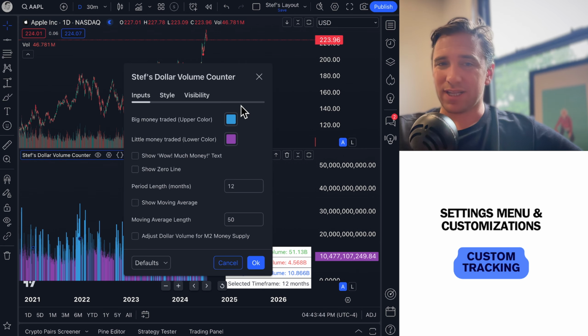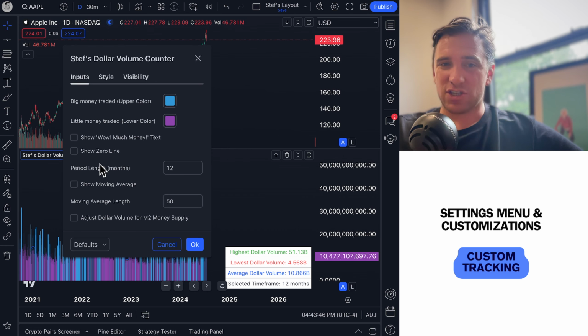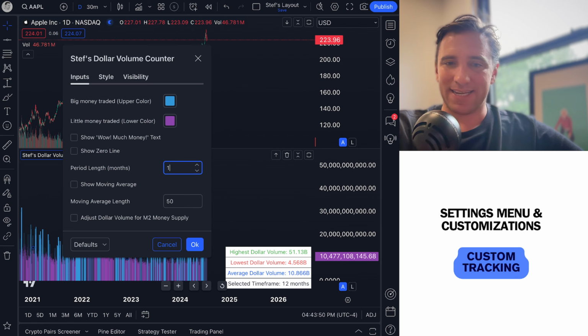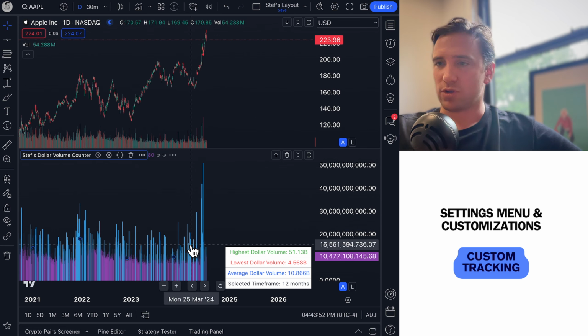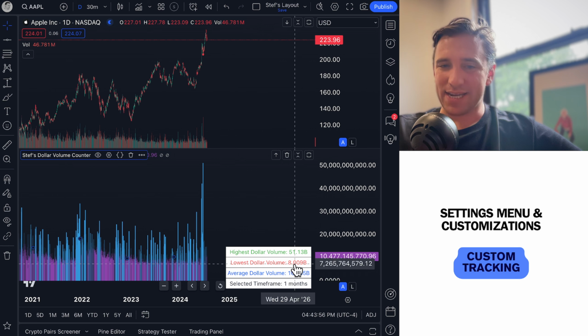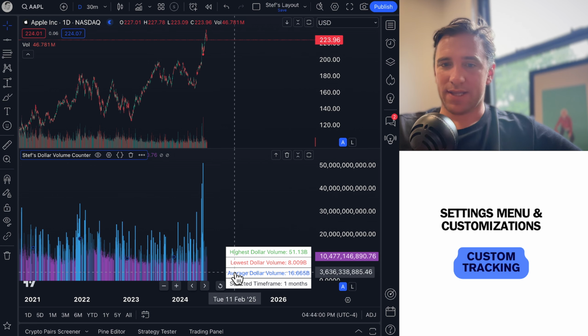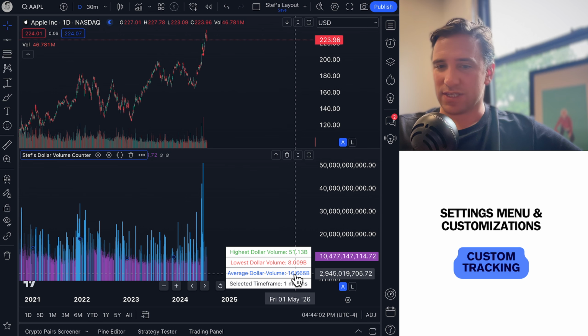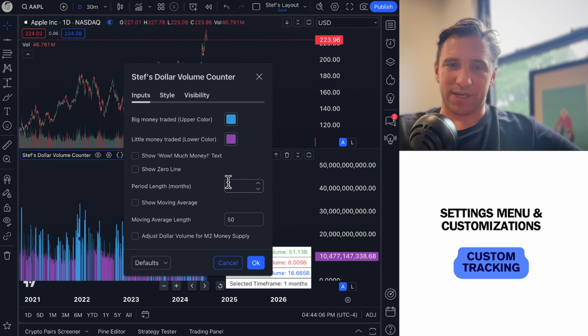Also, if we double click on this table, we can change the period. It says months, it currently says 12. If you just wanted to see the last month, maybe you're trading a very short time frame, well, you can recalculate this. So now it says selected time frame 1 month. The average daily volume over the last month is 16.6 billion. So you can do this right from the settings menu by double clicking that.